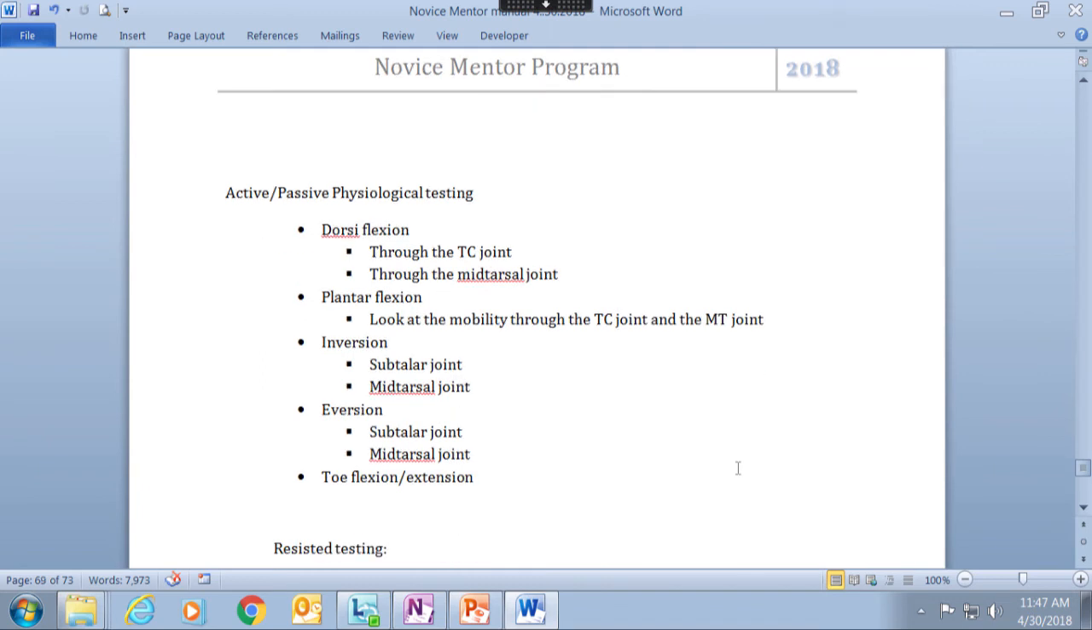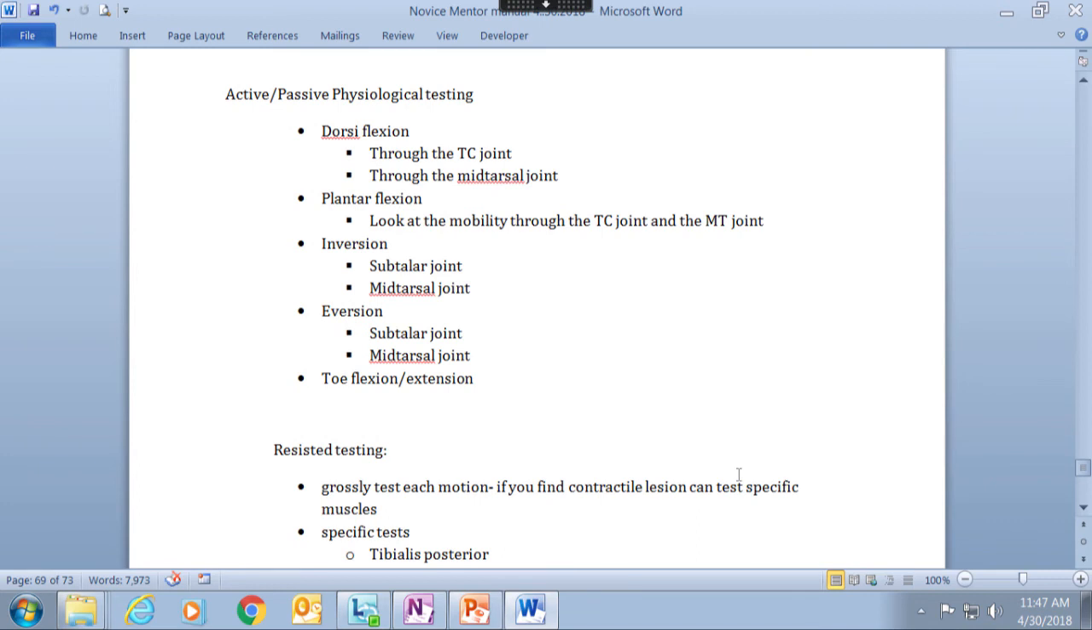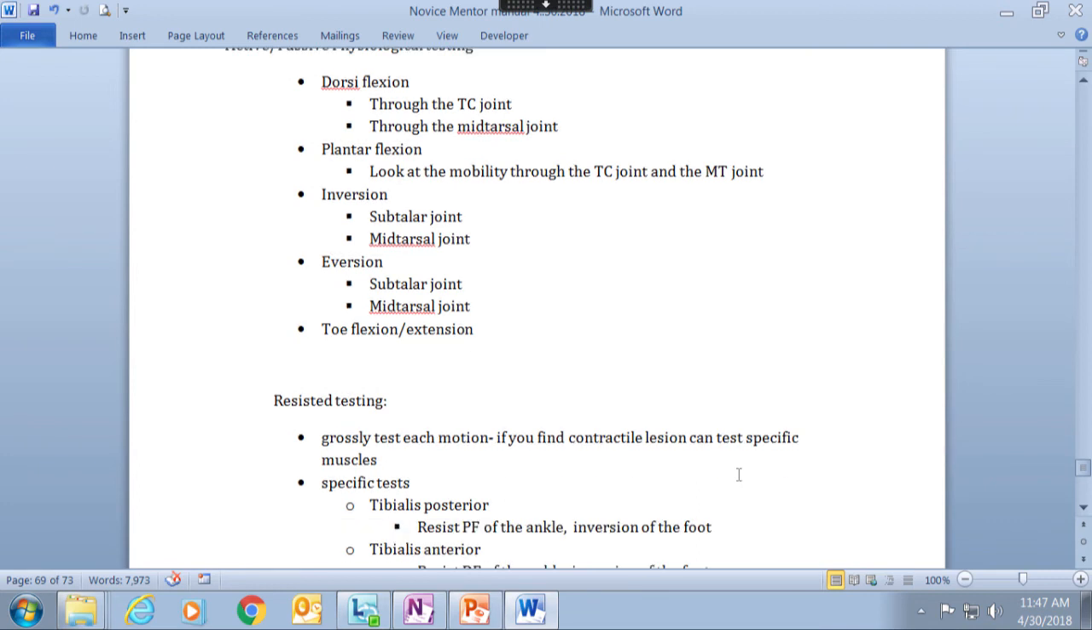Continue the exam. We start going up and we go through the active and passive range of motion. You can do it sitting, you can do it supine or even prone. But you can do dorsiflexion, you want to think it through the metatarsal joint, and then localize it more to the mid-tarsal joint. Same thing for plantar flexion. Inversion, we look at subtalar inversion, eversion, and then go mid-tarsal inversion, eversion.